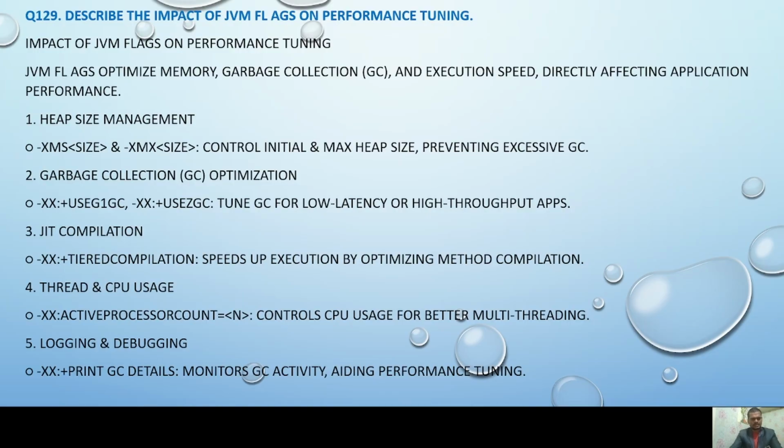Garbage collection optimization: -XX:+UseG1GC, -XX:+UseZGC. Tune GC for low latency or high throughput apps. JIT compilation: -XX:+TieredCompilation speeds up execution by optimizing method compilation.